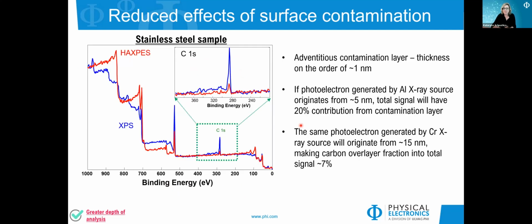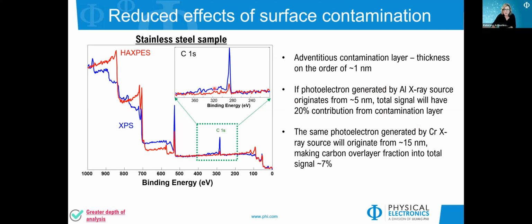So now let's look at the reduced effect of surface contamination. Of course, it depends on how dirty your samples are, but the adventitious contamination layer is usually between 1 to 2 nanometers. So if you think of how much carbon contributes to the overall sampling depth, of course, it depends on the transition, but probably 20% of the signal will come from that contamination layer. And that contamination layer, of course, attenuates the signal from beneath it.